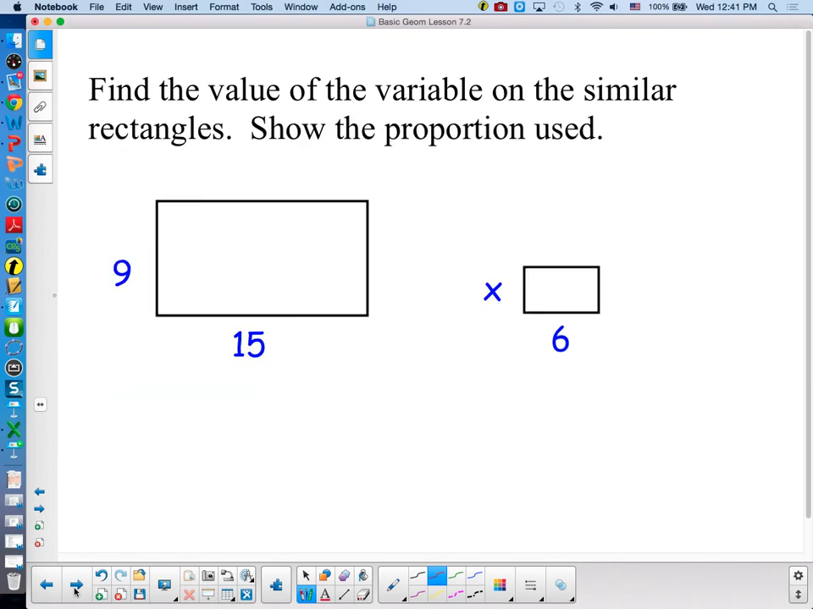Okay, find the value of the variable on the similar rectangles. Show the proportions used. They're rectangles, so do I need to draw any angles in? Probably wouldn't have to. It's a rectangle. Yep, they're all 90s. Transfer up in that corner.